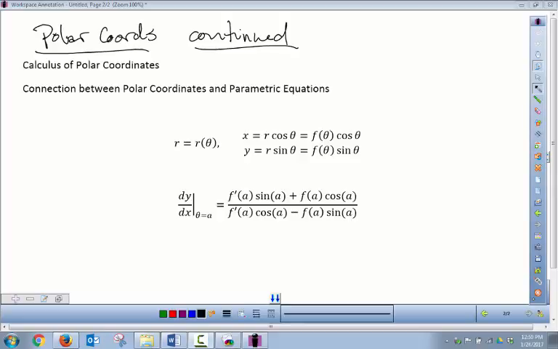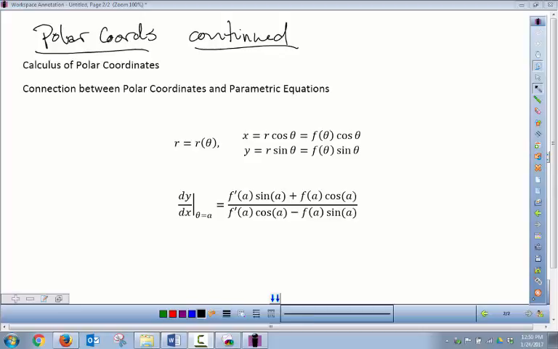We're going to try to get to the calculus of polar coordinates via the parametric equations that we've already talked about. So we've already talked about parametric equations, and we can find derivatives and areas under the curve and things like that. And so what we'll do is we'll just use that information. We will relate the polar coordinates with the parametric equations, and then we'll just do the same thing that we did in parametric equations.